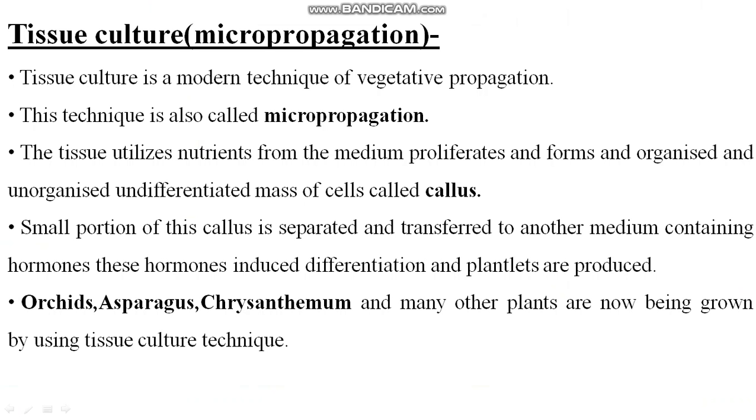Orchids, asparagus, chrysanthemum, these are some plants which are grown by the tissue culture technique. Clear? So by this method, as I told you in case of cutting method, we obtain a number of plants in a very short period of time, right. So we get a number of plants.